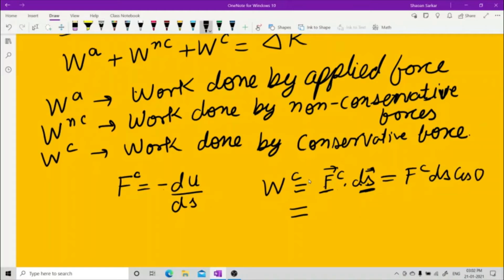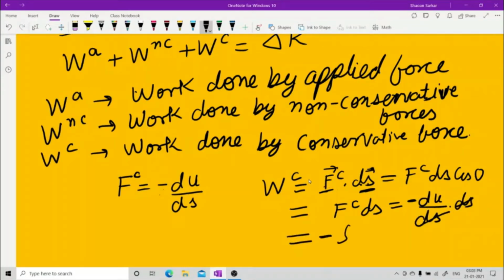Okay, take it this way. Then in the same direction, now this becomes FC ds. Put the value of FC here: minus dU/ds into ds. Now you integrate dU from U initial to U final.